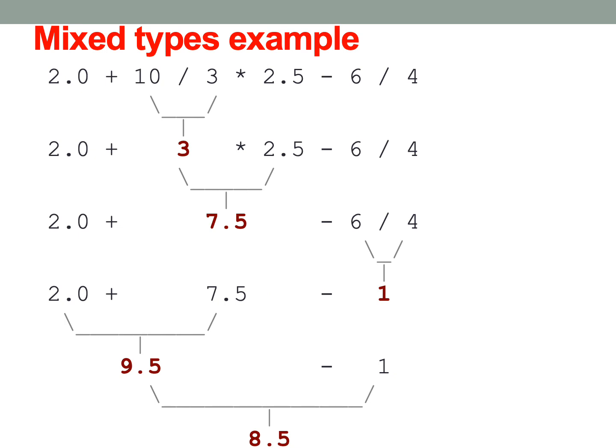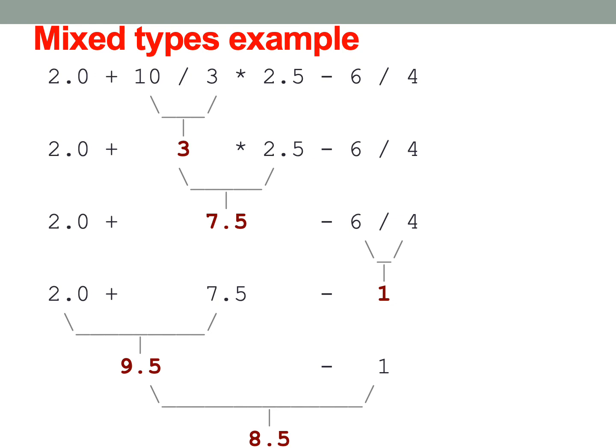Let's look at this example of mixed types. We have 2.0 plus 10 divided by 3 times 2.5 minus 6 divided by 4. Here we have integers and also decimal point values. As division is at the most left, we will solve it first. 10 divided by 3, both numbers are integers, so we will have the value of 3. Then we have multiplication of 3 times 2.5.